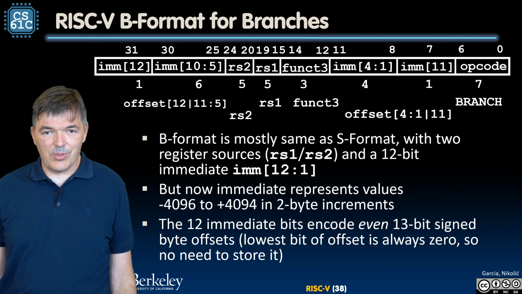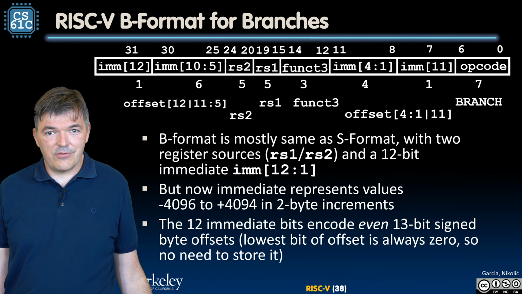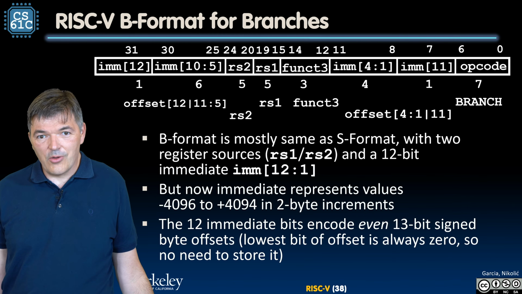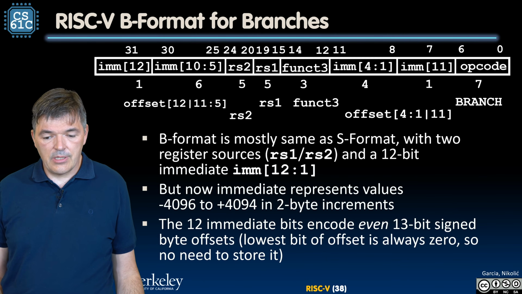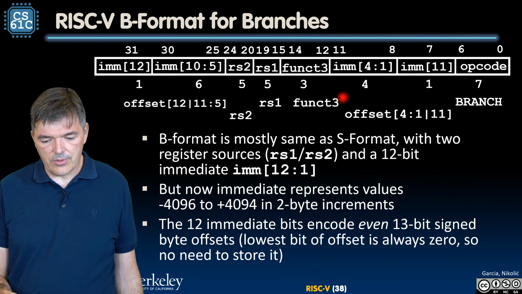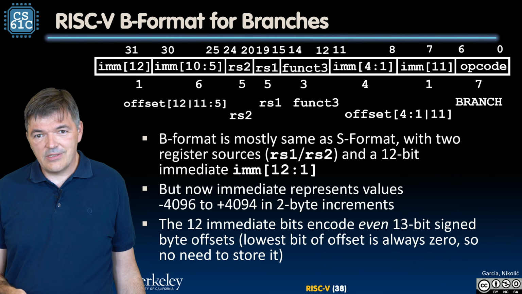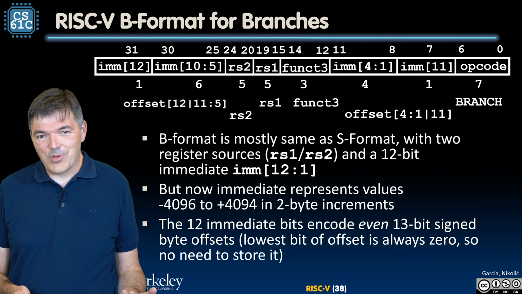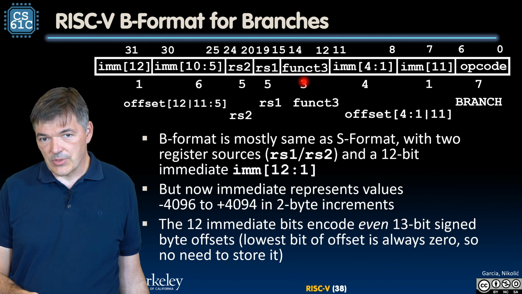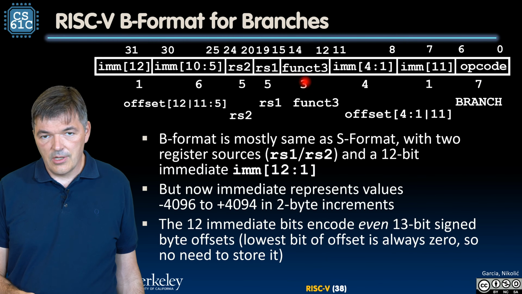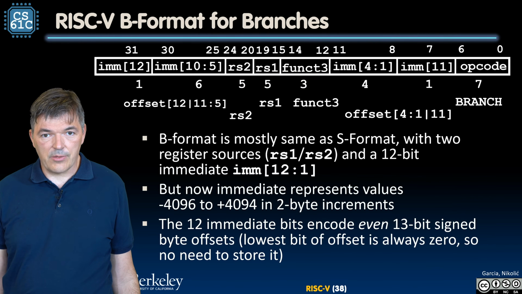We're going to see an example just in a second, but we have arrived at the point where we can see what the B-format actually looks like. So our B-format looks really complicated, the most complicated format that we have seen so far, but it actually is not. It is pretty much the same as the S-format, because we'll find the opcode in the familiar place, then we'll find func3 in the familiar place, which will specify the type of branch that we are going to execute, and has rs1 and rs2 in the familiar places.